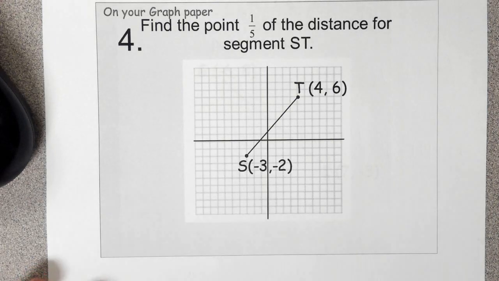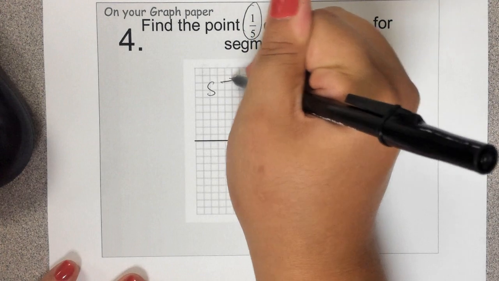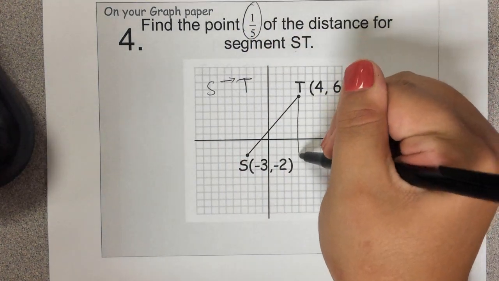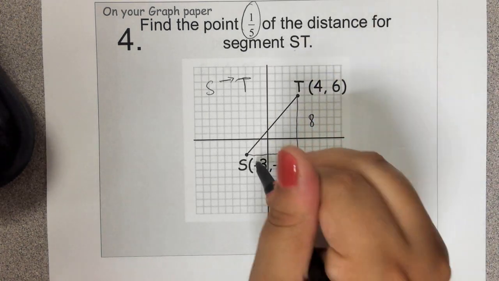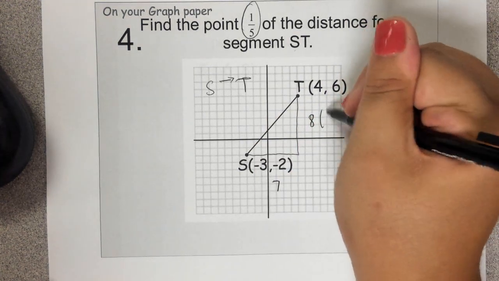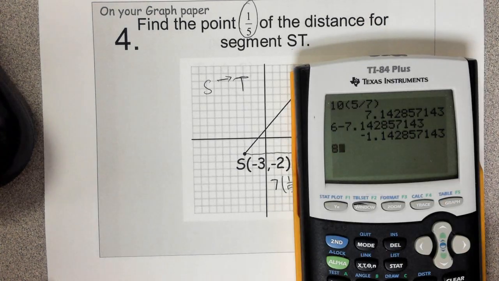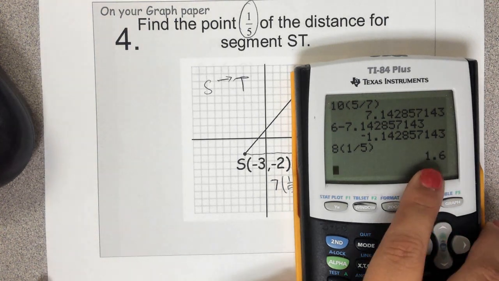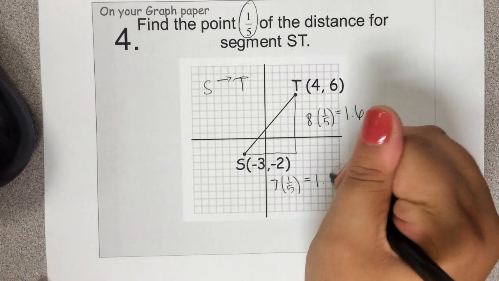So let's do one more. For this one, I want 1/5 segment ST, so that's S to T. Rise over run. This is going to be 8, and this is going to be 7. I'm multiplying by 1/5. So 8 times 1/5. And you could use fractions, but I don't really need, decimals are better for me. Equals 1.6. 7 times 1/5 is 1.4.